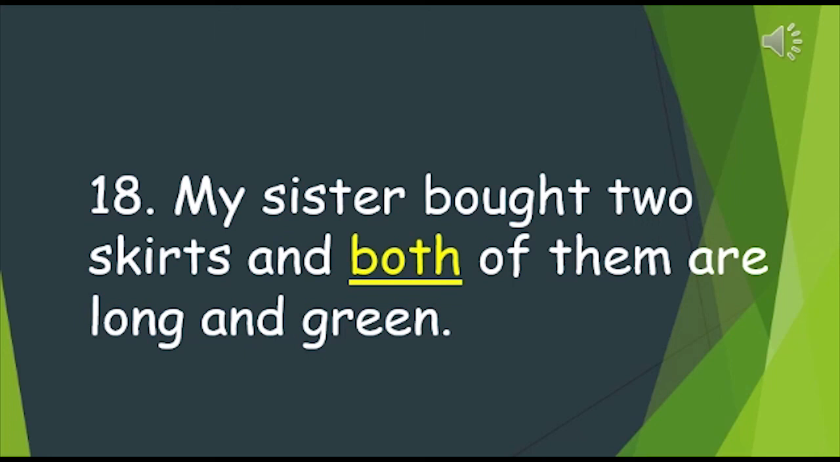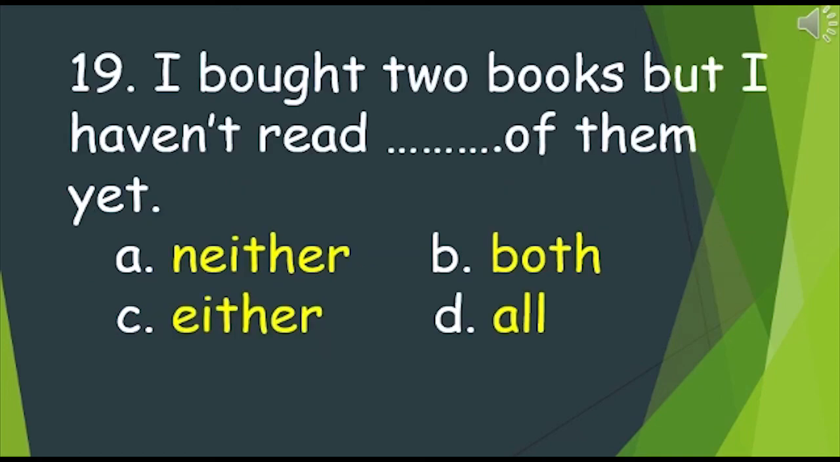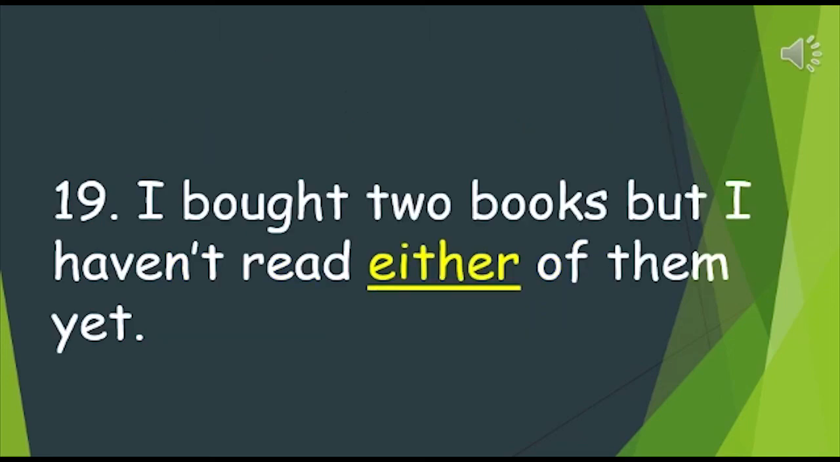I bought 2 books but I haven't read space of them yet. Once again 2 books. The choices are neither, both, either, all. I bought 2 books (اشتريت كتابين) but I haven't read either of them. أنا لم أقرأ ولا واحد فيهم.